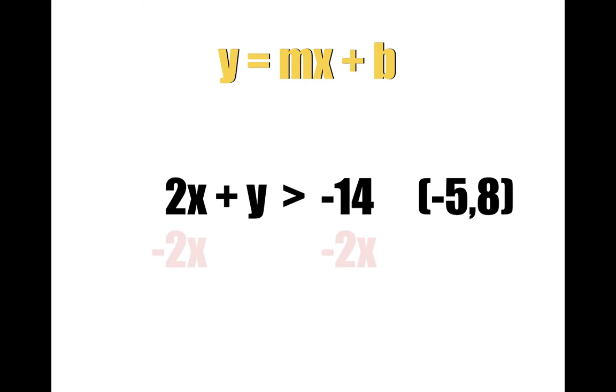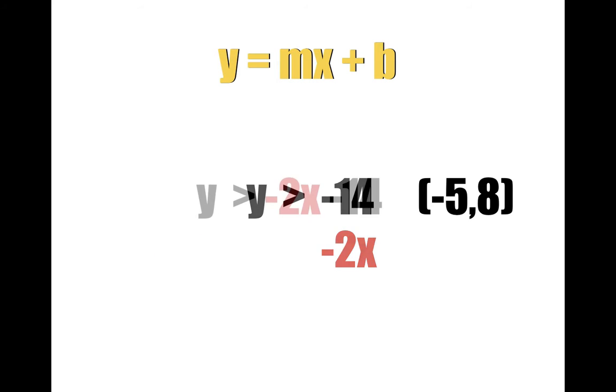Okay, so in order to do that, we need to isolate our y on one side. So we subtract our 2x from both sides, and we end up with this. And we want to put the negative 2x on the left of the negative 14 because we want it to mirror our slope-intercept form, which is y equals mx plus b. So our m is negative 2, our x, and then our b is negative 14, the y-intercept.